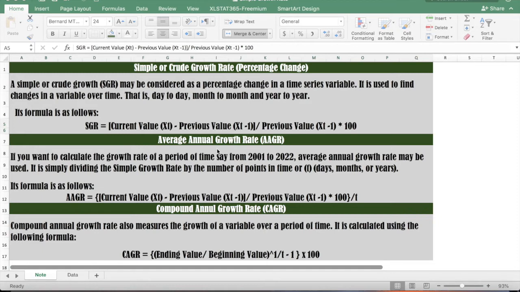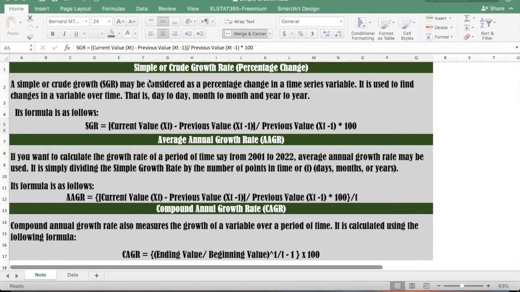The rest of this video is organized as follows. First, I will explain the most common types of growth rates. Second, I will explain the calculation of those growth rates along with their interpretation.